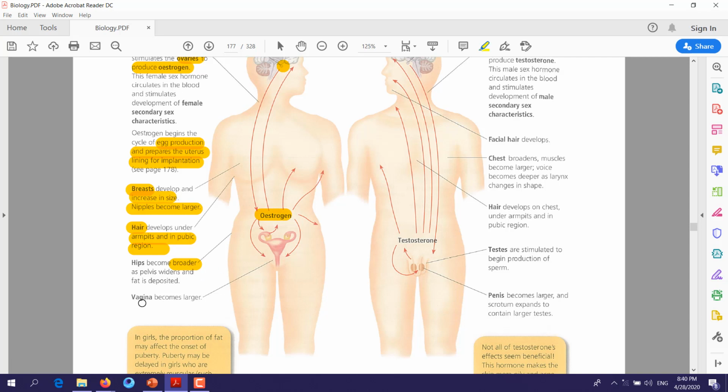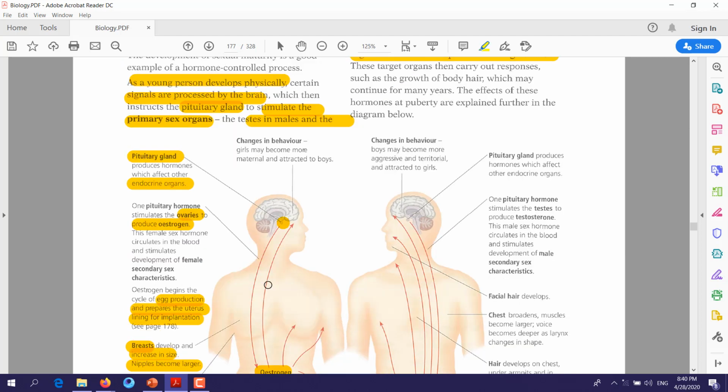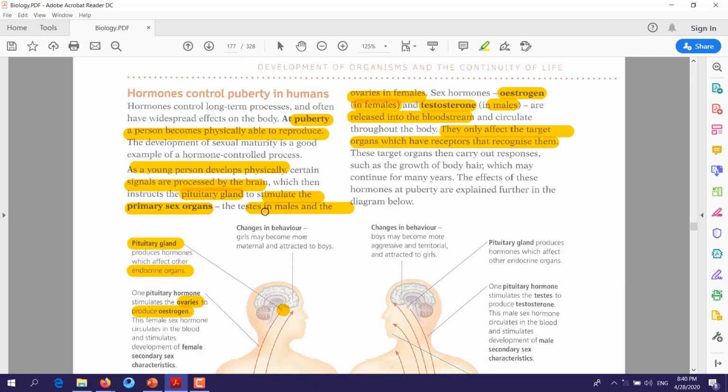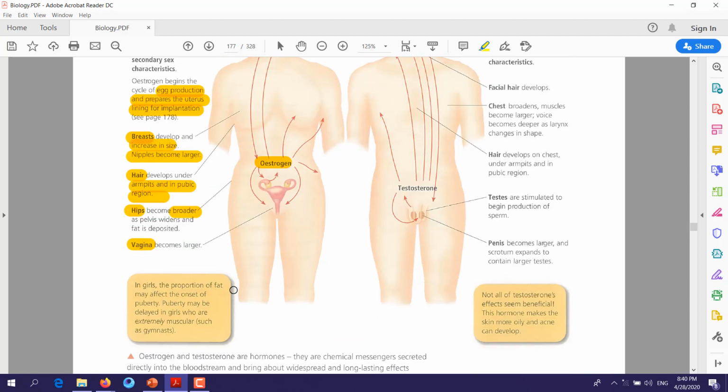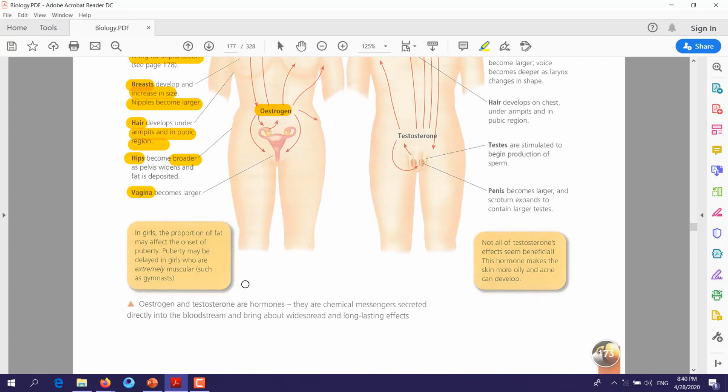Then, the last change, which is the vagina. What will happen? The size of the vagina will also be larger. Now, all of this was what? It was the effect of hormones. Hormones control puberty in humans. One more thing: in girls, the proportion of fat may affect the onset of puberty. What does that mean? The amount of fat in the body will affect puberty.